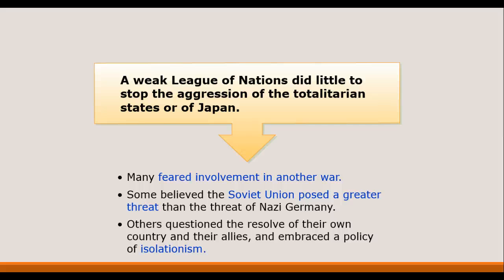The League of Nations did almost nothing because they had almost nothing they could do. They fear involvement in another war. They don't want it to happen. They think that the Soviet Union was the greatest threat to the world, more so even than the Nazis. And they kind of embrace this policy of isolationism. You do you, we do us, and everybody's happy.